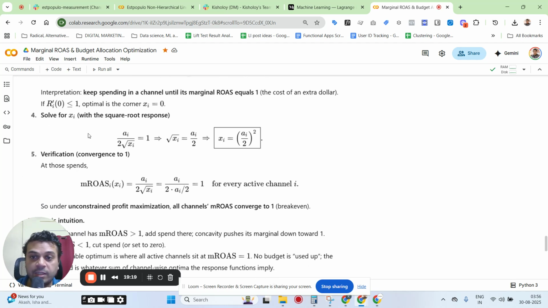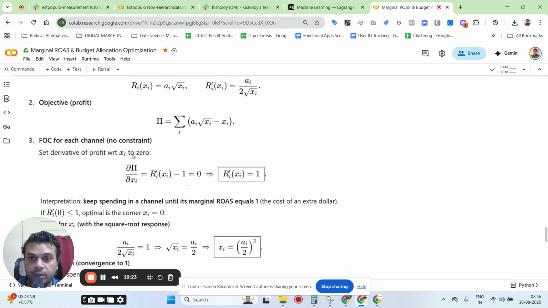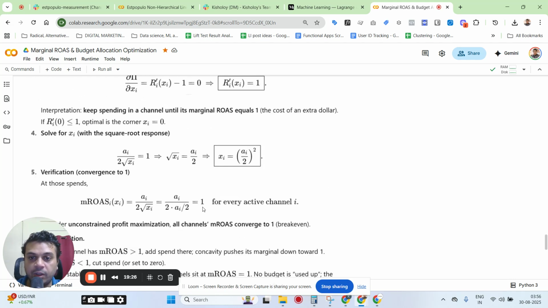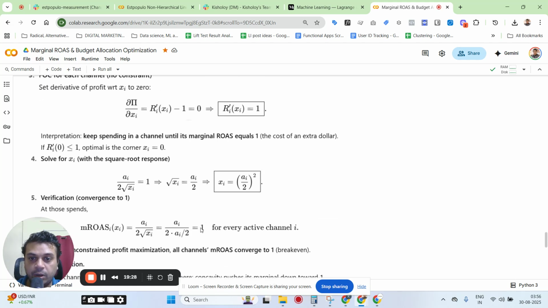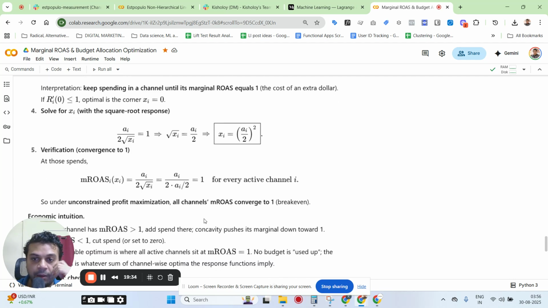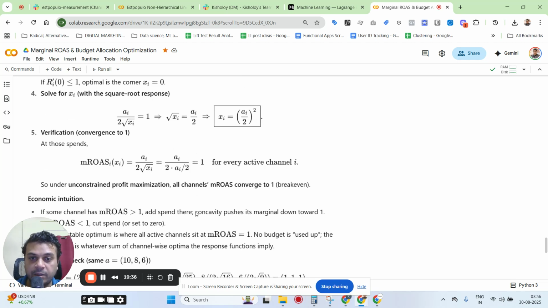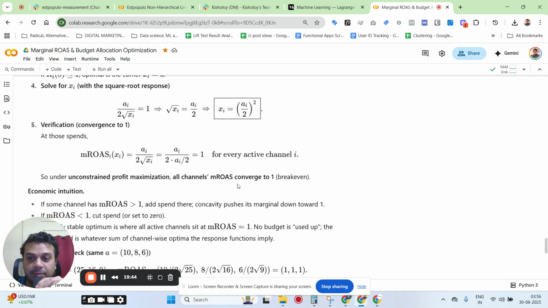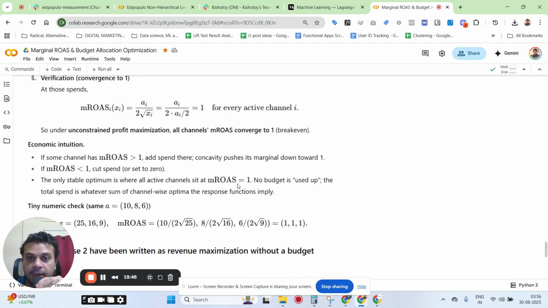for every channel. So this is the verification part, because this is where we are using our equation, specifically, and we are just verifying if it's actually becoming equal to 1 or not, right? So r dash xi was 1, but we also saw that mROAS is also becoming 1. So for unconstrained profit maximization, it just basically converges to break even. So that's the point. As long as you don't have any constraints, you can continue spending to the point where it's simply just break even.